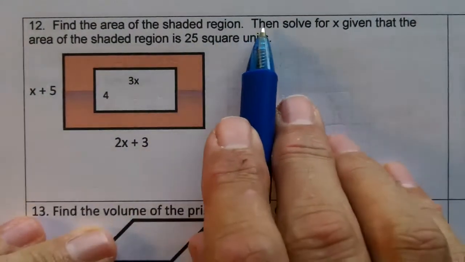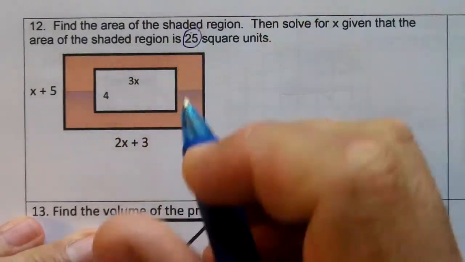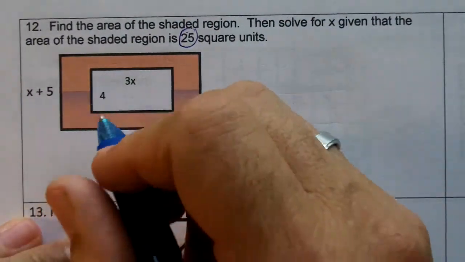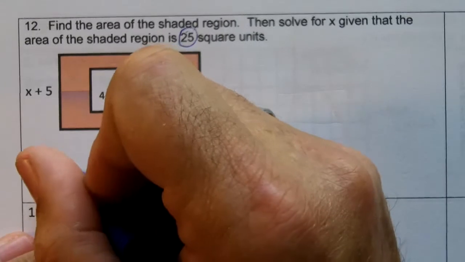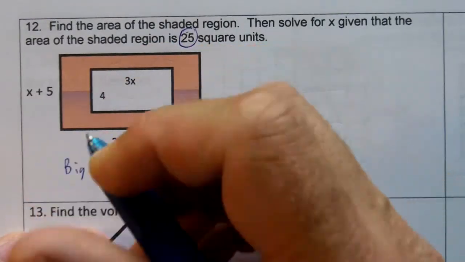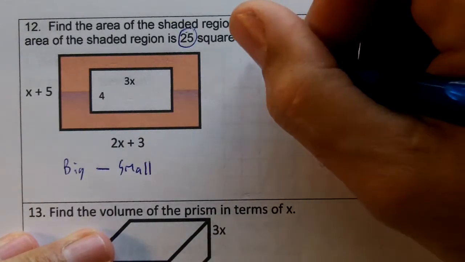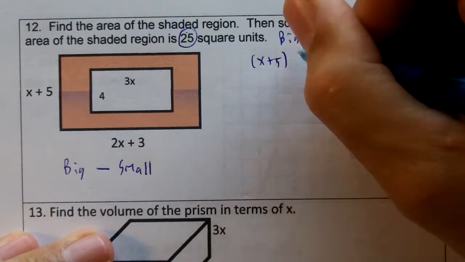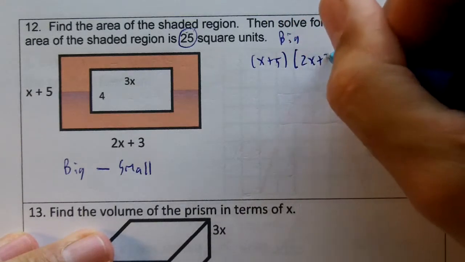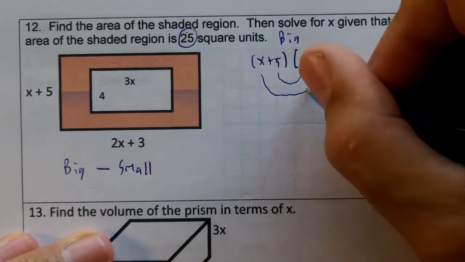Find the area of the shaded region, then solve for x given that the area of the shaded region is 25 square units. So we need to get the area of the big rectangle minus the small rectangle. Okay, so let's get the area of the big rectangle. It's going to be x plus 5 times 2x plus 3. Okay, and we are going to use the arches.